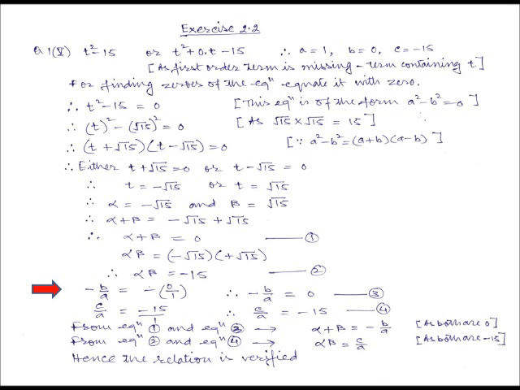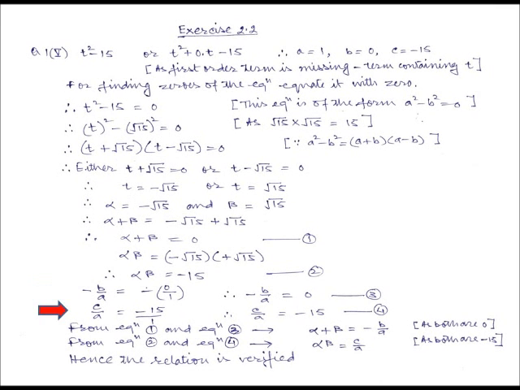Now taking coefficients of the equation, minus b upon a is equal to minus 0 upon 1. Therefore, minus b upon a is equal to 0. This is equation number 3. Now dividing the coefficient c with a, we get c upon a is equal to minus 15 upon 1. Therefore, c upon a is equal to minus 15. This is equation number 4.